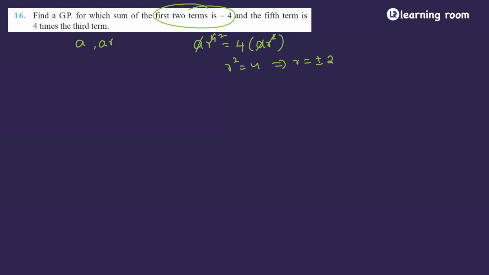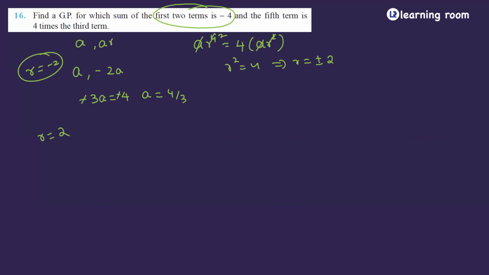So what should be the first term? See, for example, if I take R is equal to -2, because two scenarios are possible, no? If I take R is equal to -2, first term will be A, second term will be -2A. So sum of these two terms is minus A, so -A is equal to -4. A will be equal to 4. That is, when R is equal to -2, A will be 4.